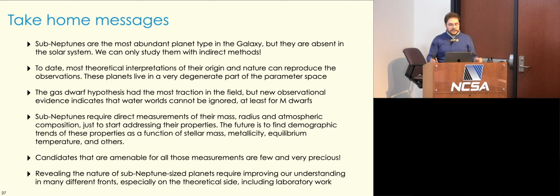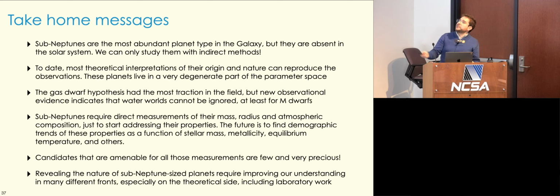So most theoretical interpretations of the origin and the nature of these planets can reproduce the observations. Take your model, they all seem to explain the data very well, because they are intrinsically living in a part of the parameter space that is degenerate. The gas dwarf hypothesis has historically been the one with the most traction in the field, but in the last four or five years, there is a lot of evidence that water worlds, at least for the M dwarfs, the smaller stars, cannot be ignored. There seems to be a population with different properties than the others.